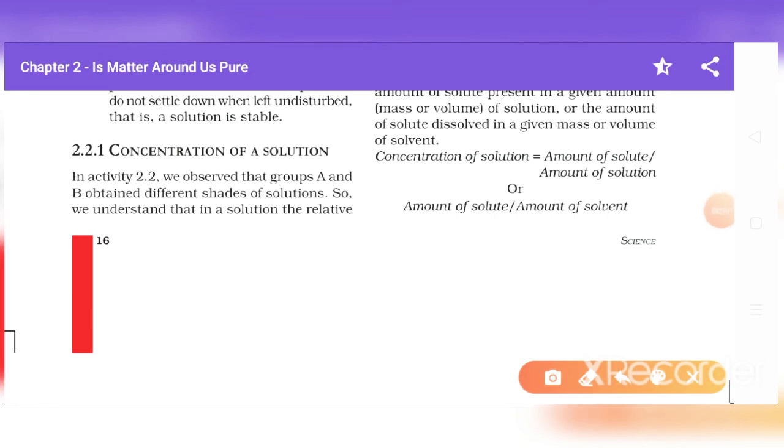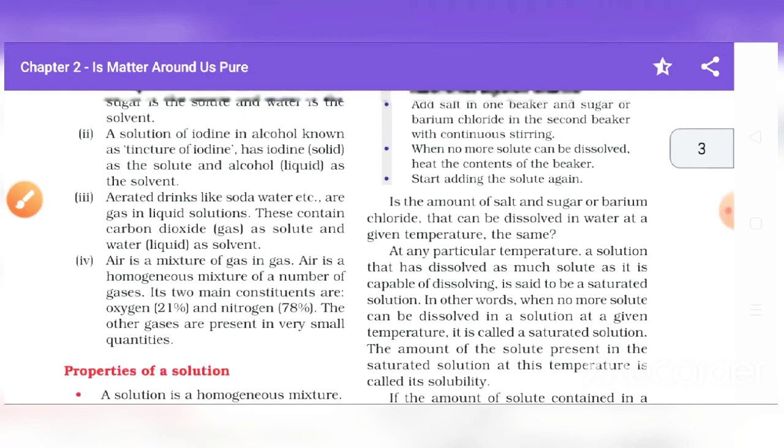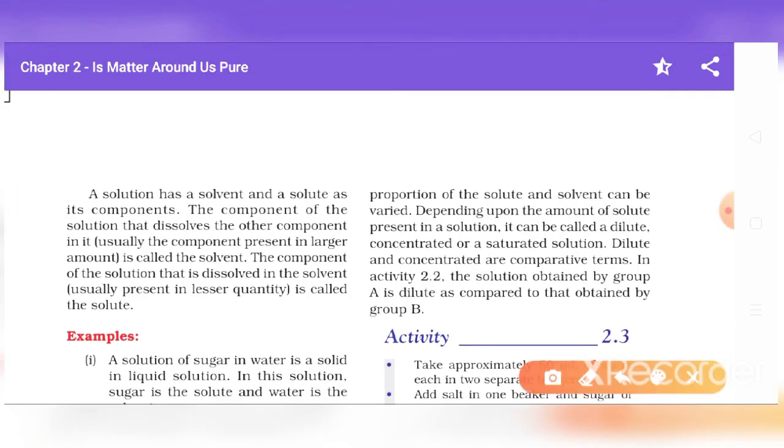So we understand that in a solution the relative proportion of the solute and the solvent can be varied. It means that the amount of solute decides the concentration of the solution. Everything depends on the amount of the solute particles present in a solution.